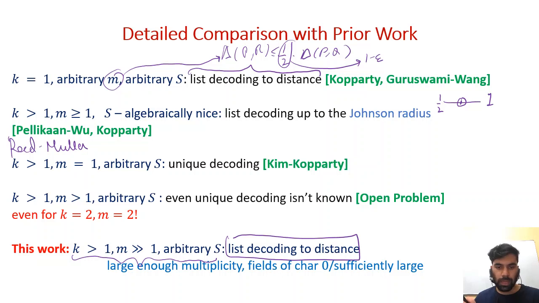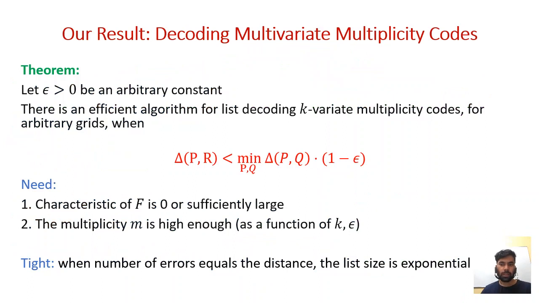However, there is a catch here. We require large multiplicities firstly, and we require the fields to have sufficiently large characteristic. This is also a feature of the univariate algorithms of Kopparty and Guruswami-Wang. And now I will flash our result once more so that it will make more sense, hopefully. So we are able to list decode k-variate multiplicity codes over arbitrary grids.